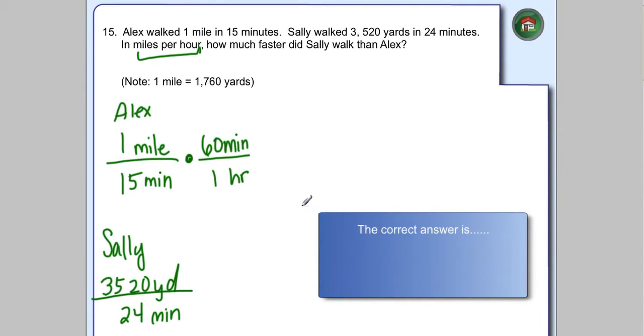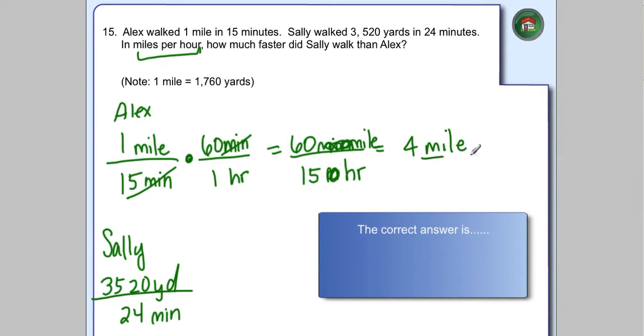60 minutes is in 1 hour. So as you can see, this is a true conversion. 60 minutes are in 1 hour. The minutes would cross out here, and I would have 60 miles in 15 hours. So that converts to, I did it again, I'm supposed to say miles, that converts to 4 miles per hour, which makes sense. If she can walk 1 mile in 15 minutes, that's 4 miles in 1 hour.